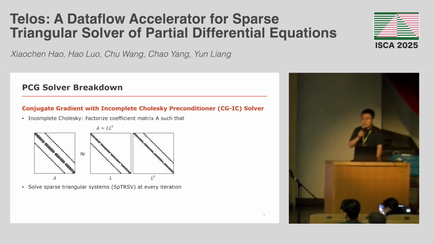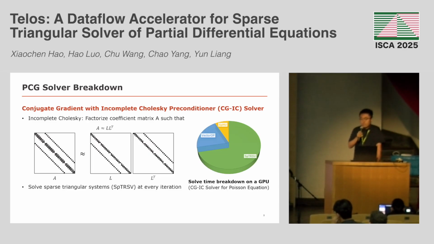We focus on the conjugate gradient solver with an incomplete Cholesky preconditioner. A preconditioner is a technique used alongside the iterative solvers to accelerate their convergence. The incomplete Cholesky method factorizes the coefficient matrix A into a lower triangular matrix and its transpose. Their product approximates A, but is not exact, hence the name incomplete. The factorization is performed only once, while the sparse triangular systems are solved at every iteration.